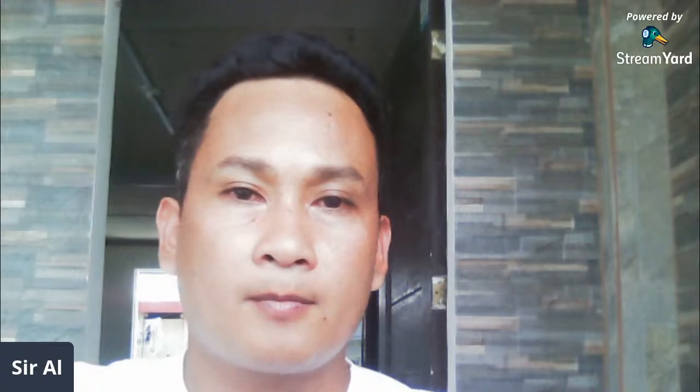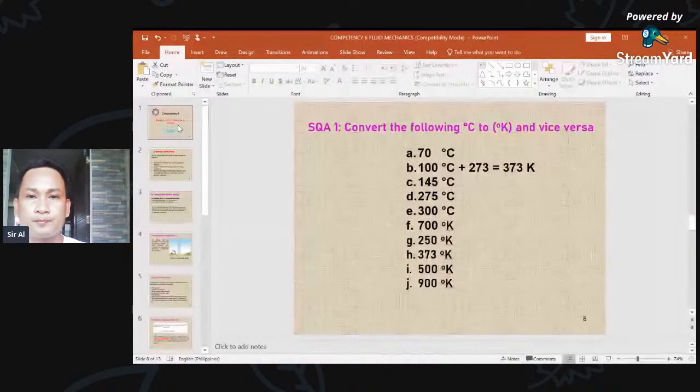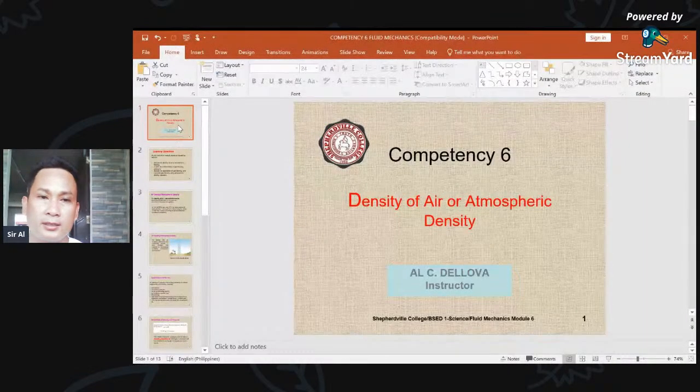Today I'm going to discuss the topic of the module that we had yesterday about air density, also called atmospheric density. Let me share my screen to show you what we had yesterday. So here's the module that we had yesterday about density or atmospheric density.